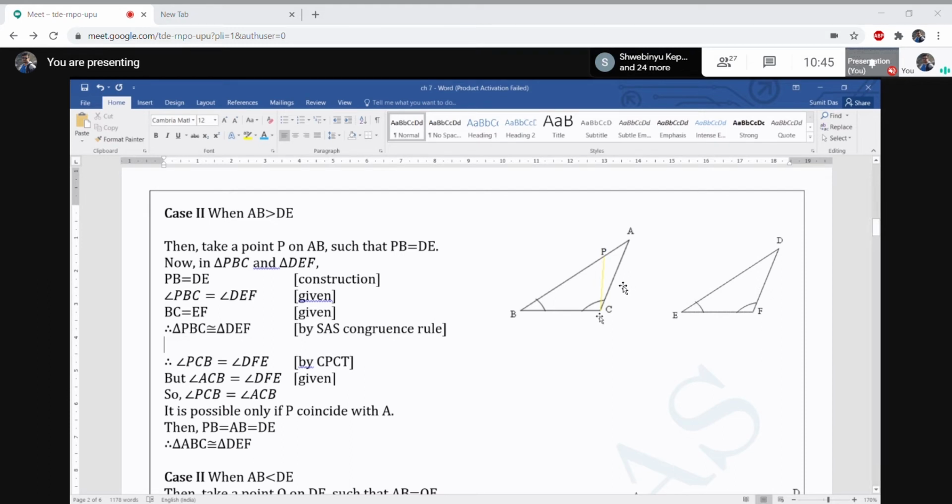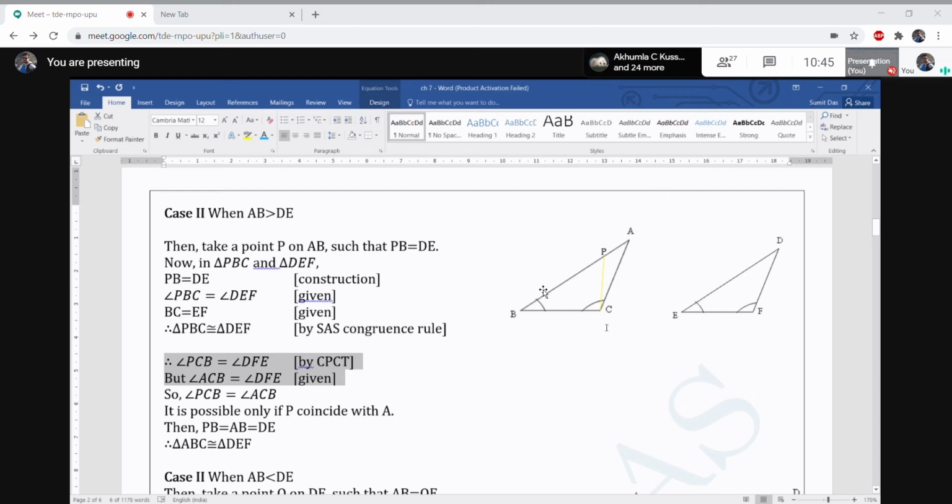If they are congruent, can I say angle PCB, not the full angle C, is equal to angle DFE, because of corresponding parts of congruent triangles, by CPCT. But as per the question, angle ACB equals angle DFE. So from these two conditions, we can get angle PCB equal to angle ACB, because both are equal to angle DFE. Understood?